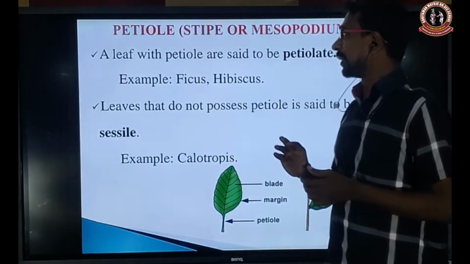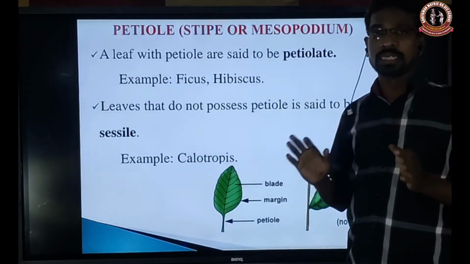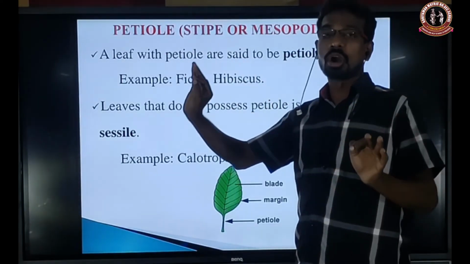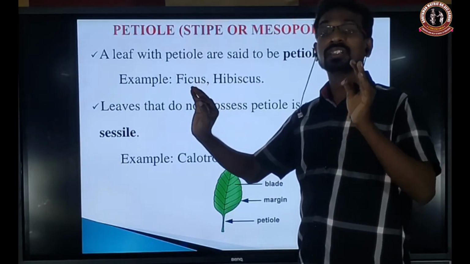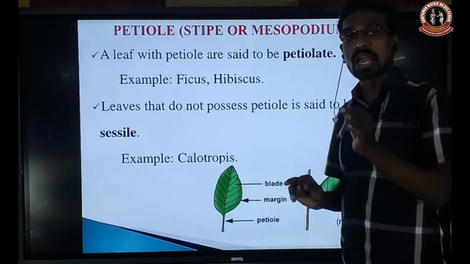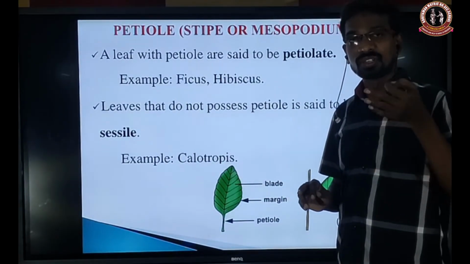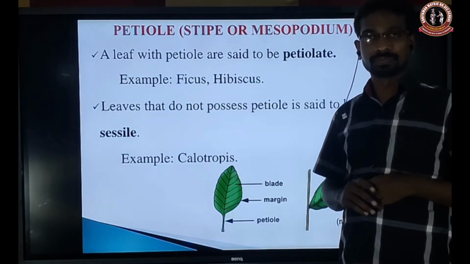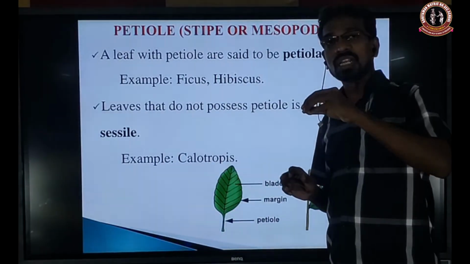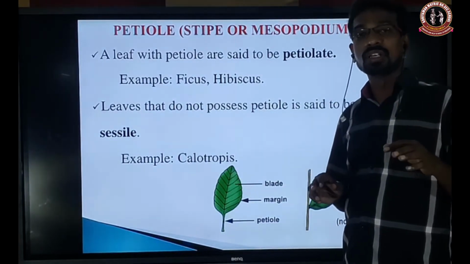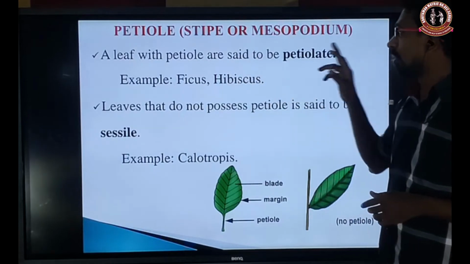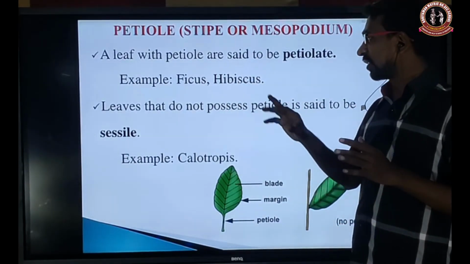A leaf with a petiole is said to be petiolate. Petiolate means the leaf has a stalk. If the leaf does not have a stalk, the leaf is said to be a sessile leaf. This is a petiolate leaf. Suppose the leaf stalk is absent, then the leaf is called a sessile leaf. A leaf with a petiole is said to be petiolate. Examples: Ficus and Hibiscus.